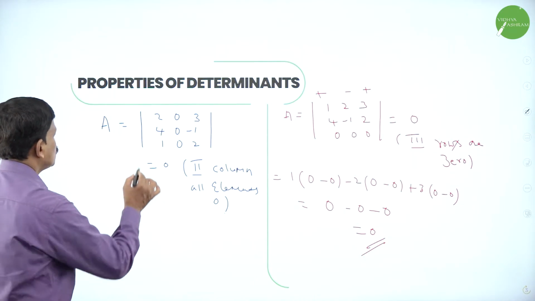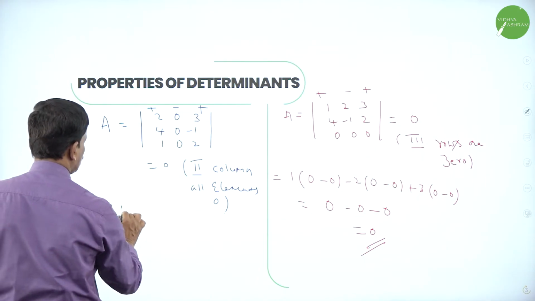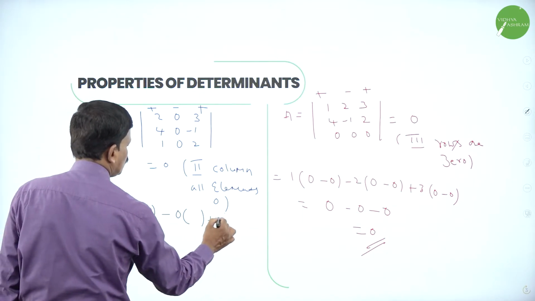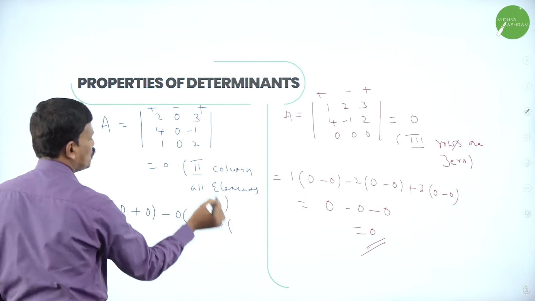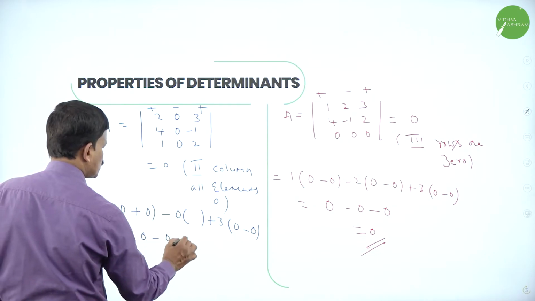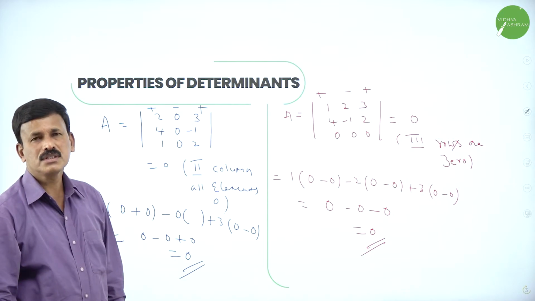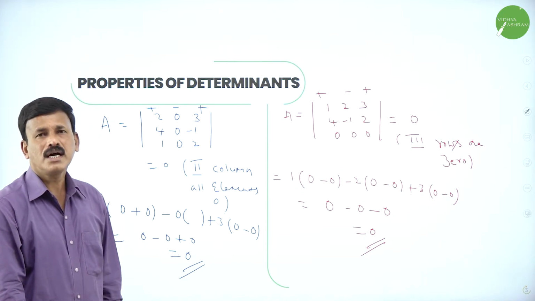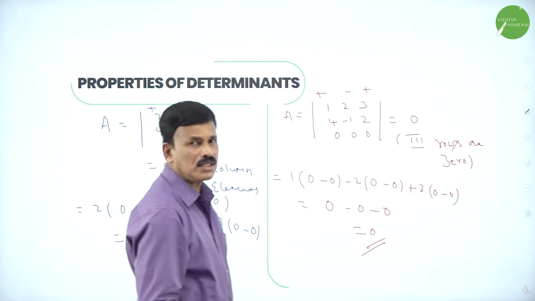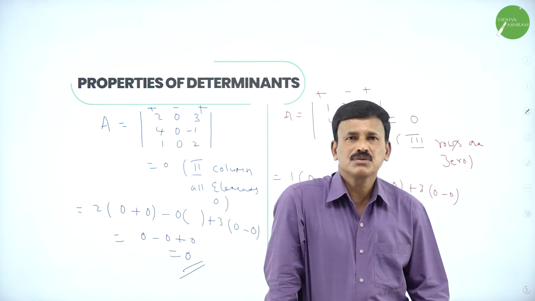Let us check. So, expand, plus, minus and plus. This is 2 into 0 into 2 is 0, minus into minus plus 0, minus 0 into any number is 0, plus 3 into, this is gone, 4 into 0 is 0, 1 into 0 is equal to 0. So, this is 0 minus 0 plus 0, this is equal to 0. Right. So, that is the property and the example based on those properties. So, in general, if all the elements in a row or column are zeros, then the value of a determinant is always equal to 0.